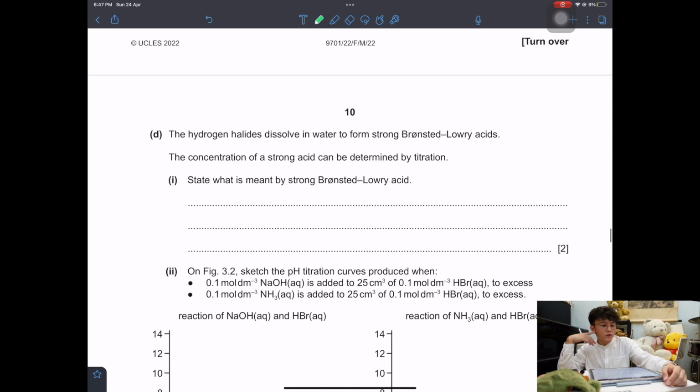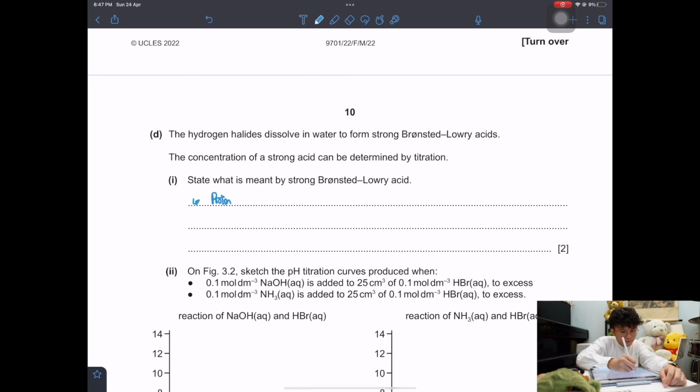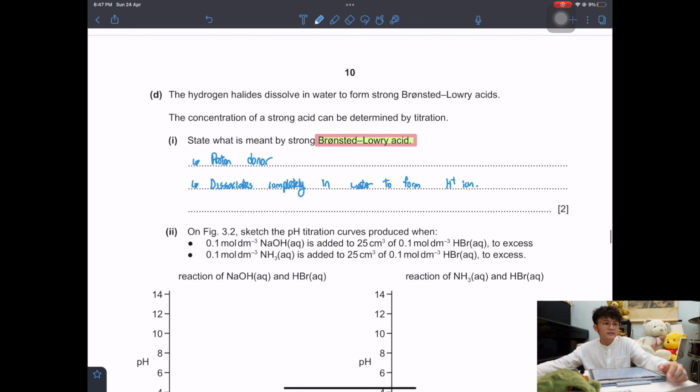The hydrogen halide dissolves in water to form a strong Bronsted-Lowry acid. The concentration of strong acid can be determined by titration. So what is meant by strong Bronsted-Lowry acid? Okay, strong means that it dissociates completely, 100%, to form H+. So I can mention that it's a proton donor, because of the definition of a Bronsted-Lowry acid. Then at the same time, strong means that it dissociates completely in water to form H+ ions. Okay, no question? If no question, let's continue.